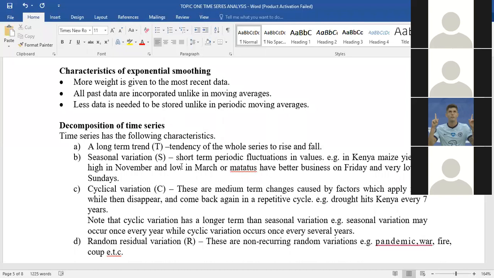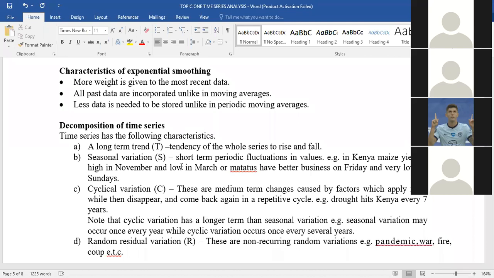So decomposition of time series is coming now to make the exponential smoothing have some meaning. So time series has the following characteristic. The first one, it has a long-term trend, to mean the tendency of us having spikes and having lows is very high. So that long trend, we call it a capital T. And I'll show you how we are going to use this to model.